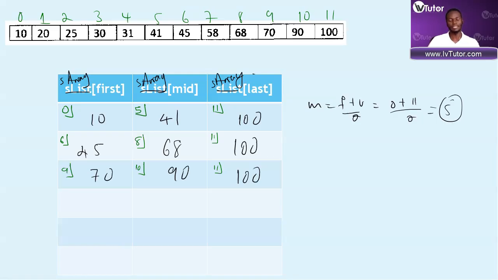Again, our mid item is still less than our search item. Therefore, we shift first upwards. Therefore, first becomes mid plus 1. That becomes 11. Our last is 11. Our mid therefore becomes 11. And at this point in time, we have 100 here, 100 here, 100 here. We compare 100 with our search item and we find it. And here we stop.